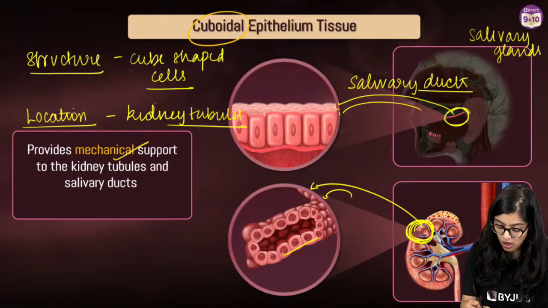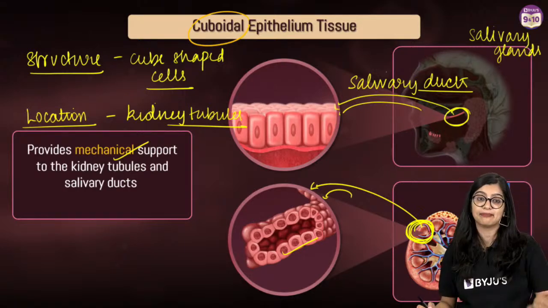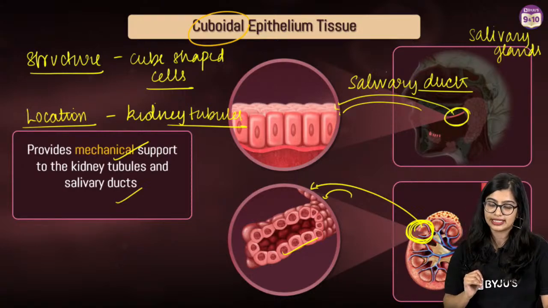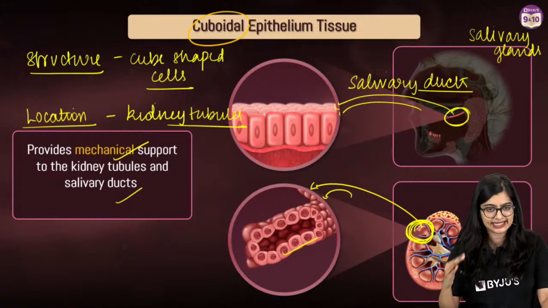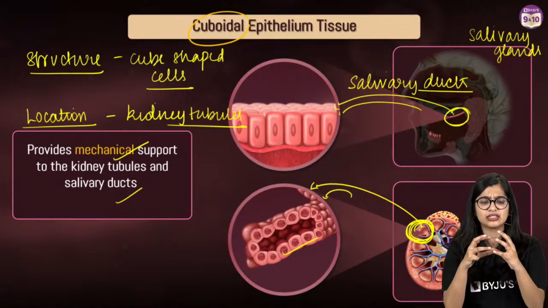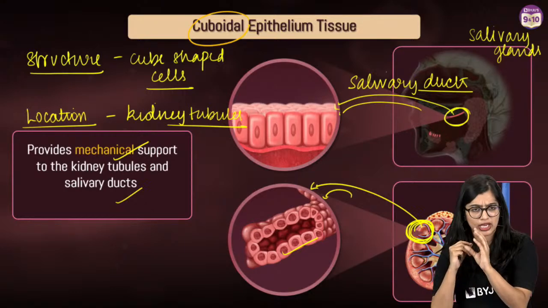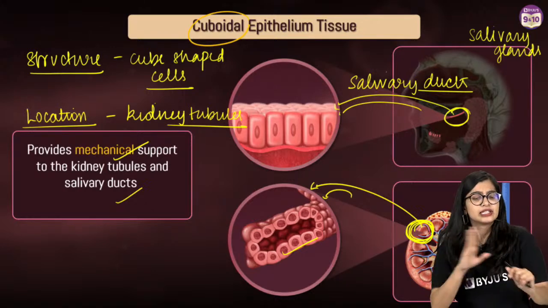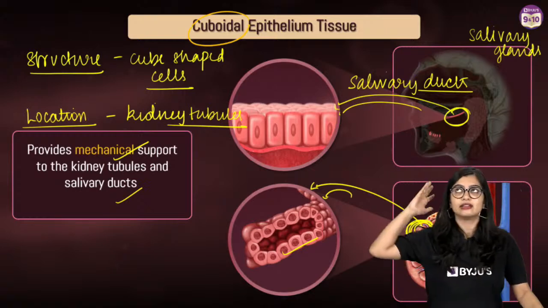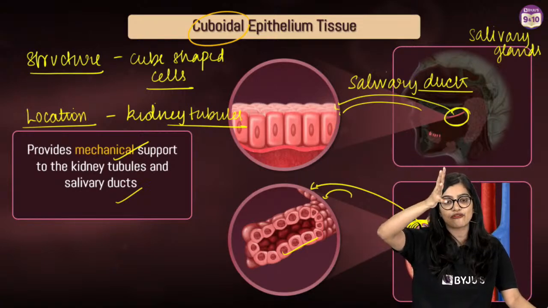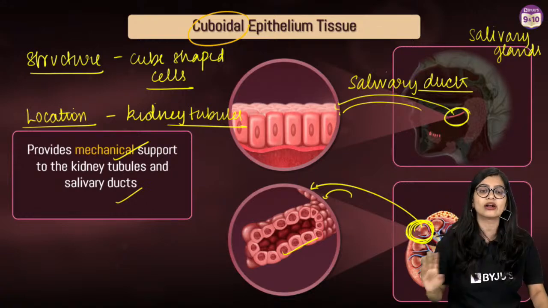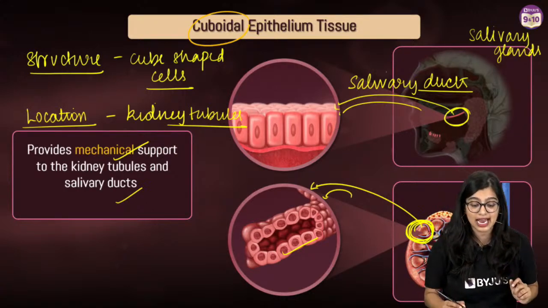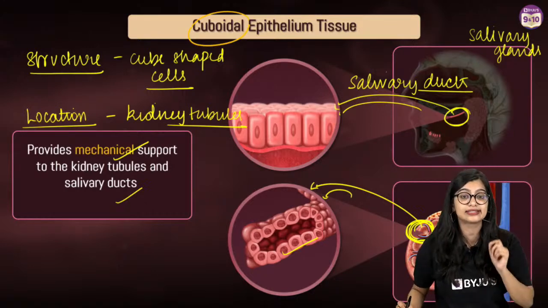So along with just providing protection, it provides some mechanical support to the kidney tubules and the salivary duct. Has it become a little easier to understand when I teach it in terms of structure, function and location? Has it become easy for all of you to understand? See, this is how much you need to know. This is how the cell looks. This is where I'm going to find my tissue. This is what it does. Now, the main thing you need to keep in mind here is that you need to have the keywords in mind.